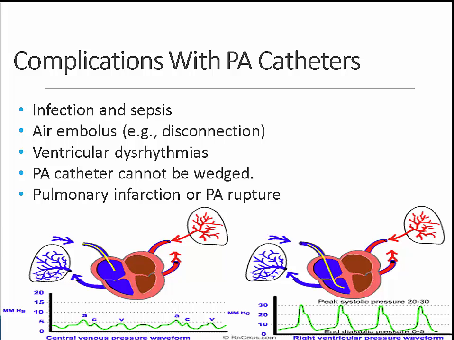So to prevent a PA rupture and a pulmonary infarction, check the PA pressure waveforms often for signs of catheter occlusion, dislocation, or spontaneous wedging. Continually flush the system with a slow infusion of heparinized saline solution. To reduce these risks, never inflate the balloon beyond the balloon's capacity, less than 1.5 mL of air.